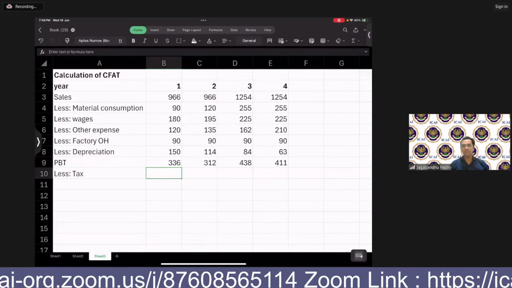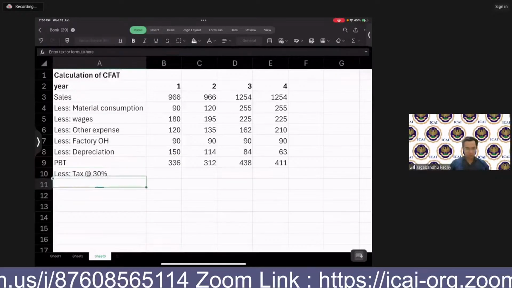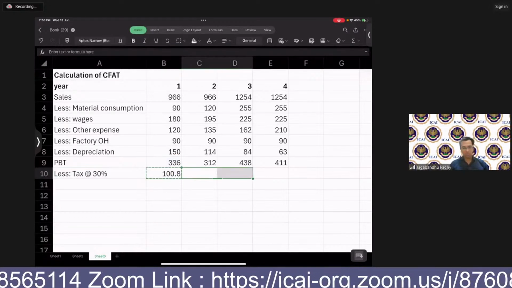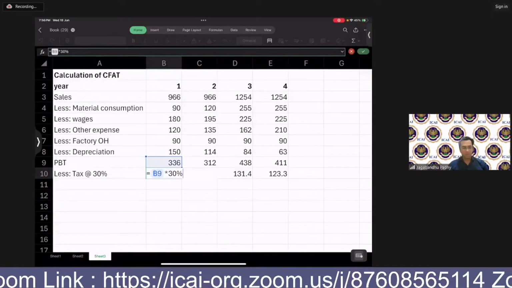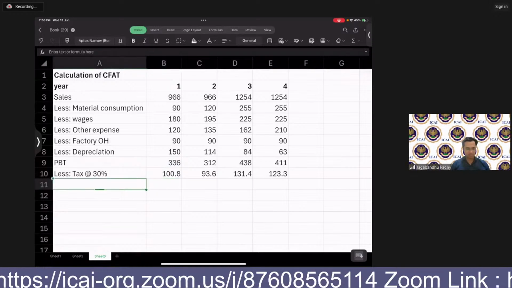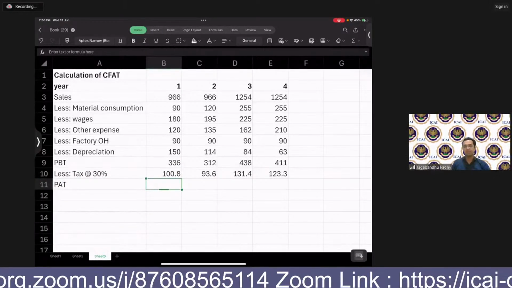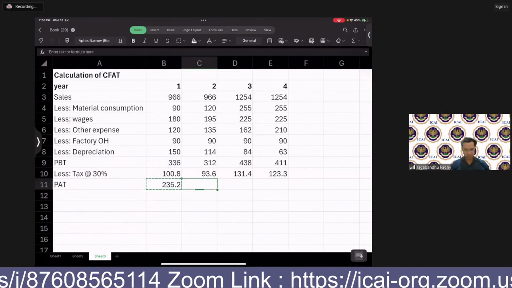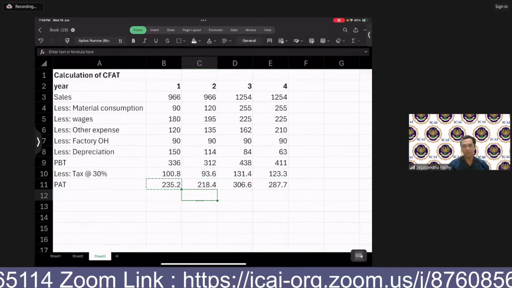Now the tax. So the tax rate is anyways at the rate of 30%. So 336 into, take it as 30%. Right. So PBT multiplied by 30%, that gives you the tax. And then you have finally the profit after tax figure. So profit after tax is PBT less this. This is what we have got as a profit after tax.